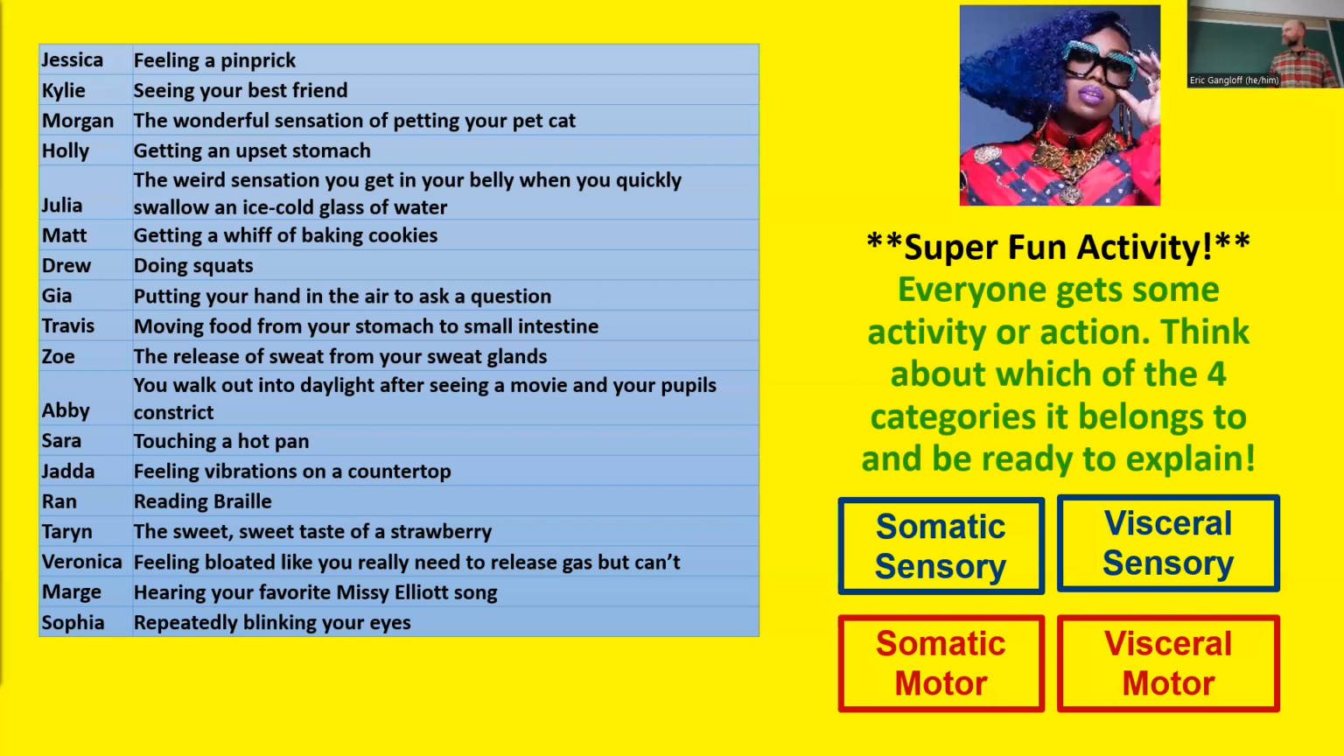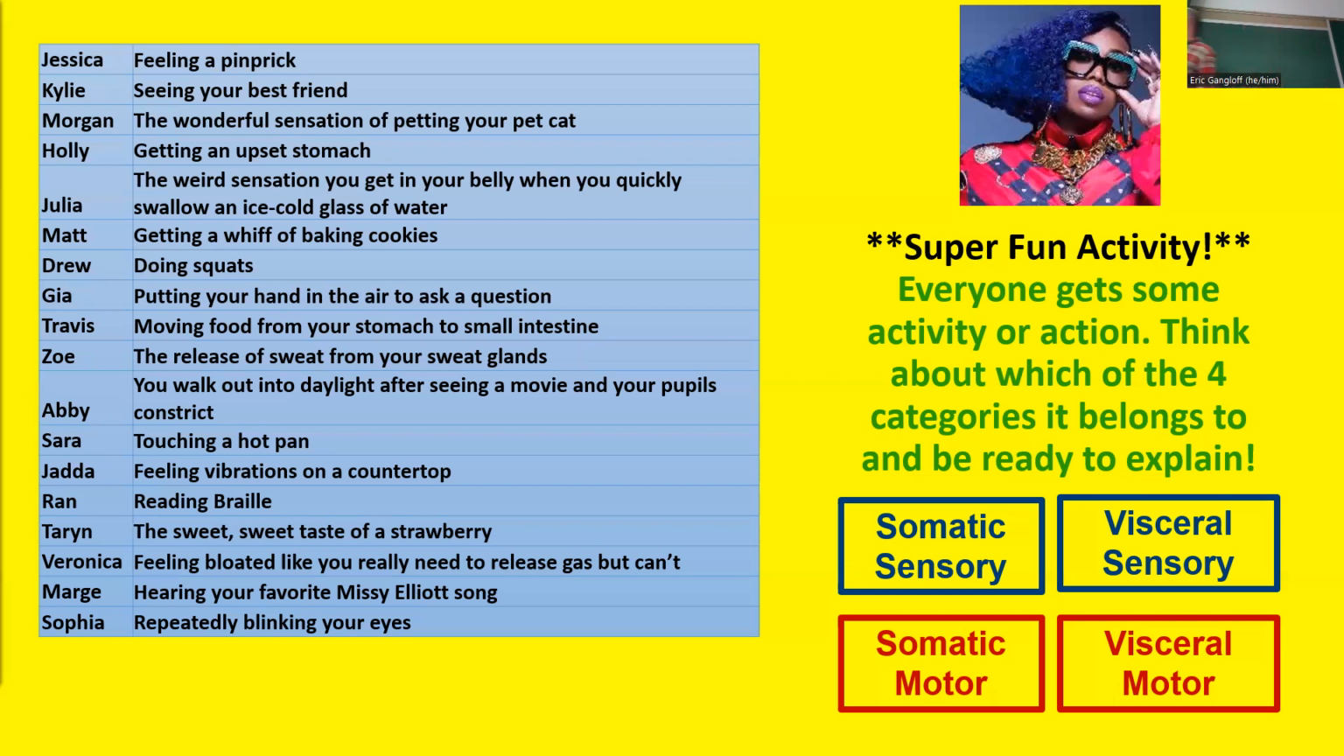Table. Good on somatic sensory. You're receiving information. Now, somatic motor would be information going from where to where? That would be somatic sensory because... Want to help her out?